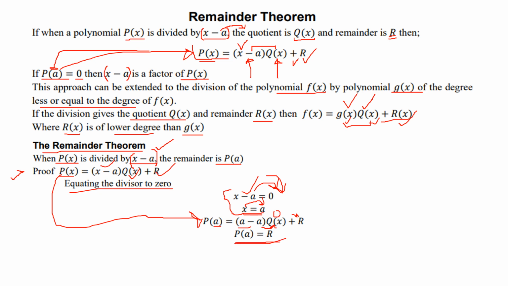Now what does that mean? It means that whenever you equate your factor to 0, make x the subject and substitute for the value of x, always what you get in your expression is called the remainder, and that's what the remainder theorem is about.